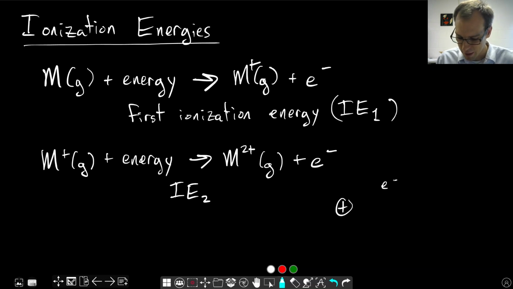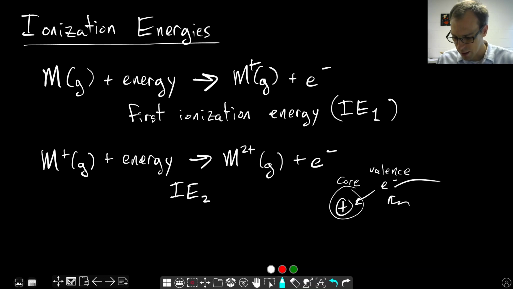And even if the electron is all the way on the valence, right, we have our core electrons here, and we have this valence electron out here, it's still being pulled on by the positive nucleus, and so we have to input energy to get this electron to come off. And so this is what we call the ionization energy.